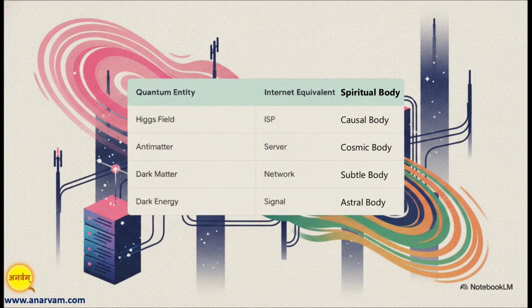Fast forward to the 380,000-year mark, the particle epoch. Here, the formless universe sets up its quantum network infrastructure. The mysterious components of the quantum field map beautifully to a standard internet setup. The Higgs field, that's your internet service provider. Antimatter serves as the server. Dark matter functions as the physical network cables and cell towers. And dark energy is the actual signal propagating through the whole system.